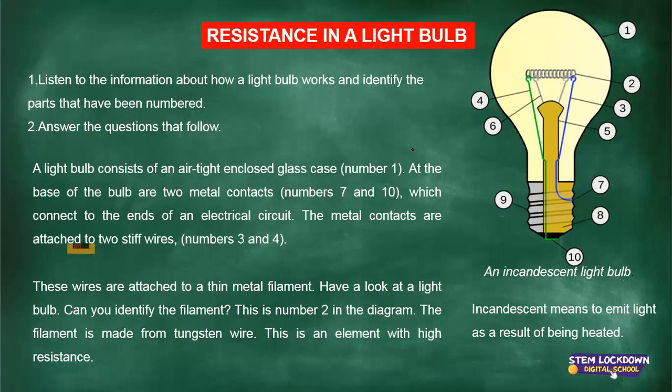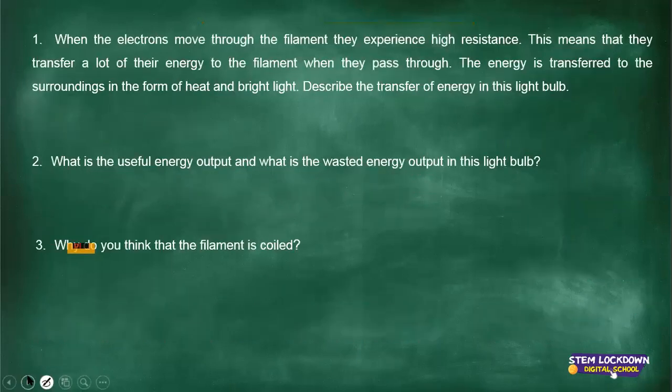And have a look at the light bulb at number 2 in the diagram. Number 2 in this diagram is a filament. So it's attached to this filament, and this filament has a high resistance. It means that the light bulb will glow when they make contact with each other, and the higher the resistance, the more energy it controls going through it, and it can make your light bulb glow much brighter. So when the electrons move through the filament, they experience high resistance.